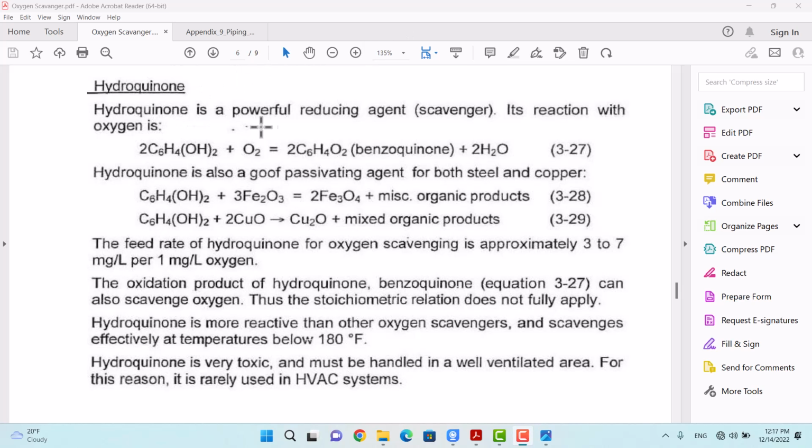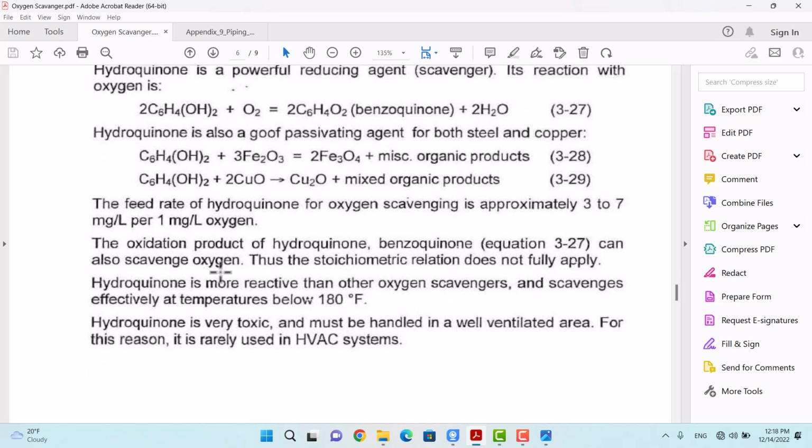Hydroquinone is a powerful reducing agent scavenger. Its reaction with oxygen is like the following equation. Hydroquinone is also a good passivation agent for both steel and copper. The feed rate of hydroquinone for oxygen scavenging is approximately 3 to 7 ppm per ppm of oxygen.